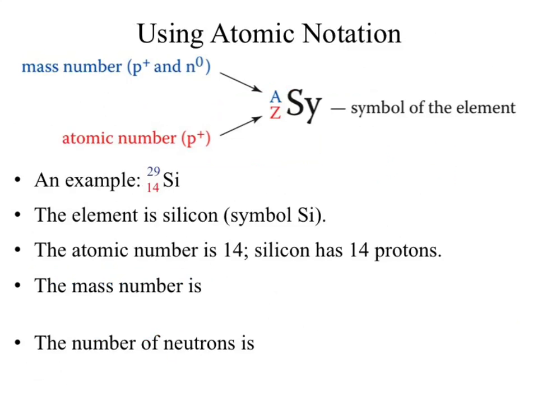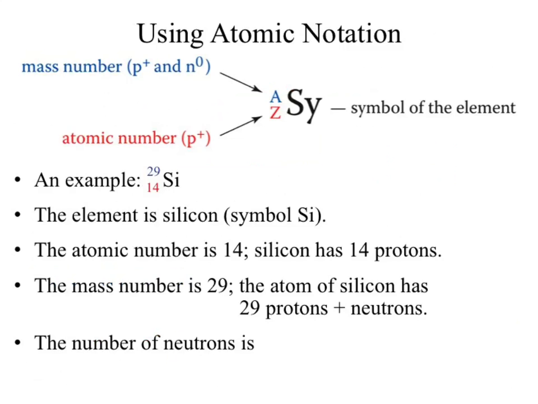Our mass number? 29. Where is that found on our periodic table? According to our little key, it says the atomic weight is found in the bottom left-hand corner. This is silicon. It says 29. What does the periodic table say? 28. That's interesting. The numbers don't match. It seems a bit odd. We'll come to that in a second.